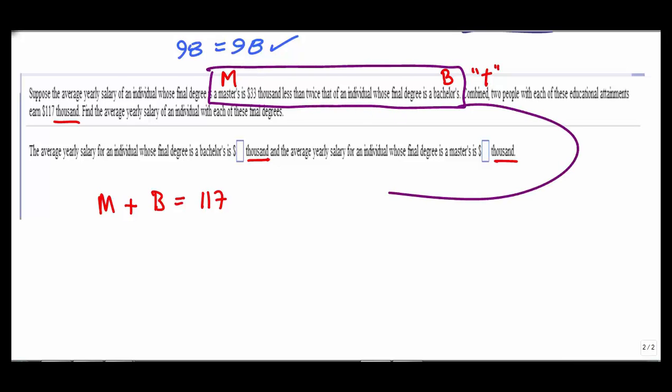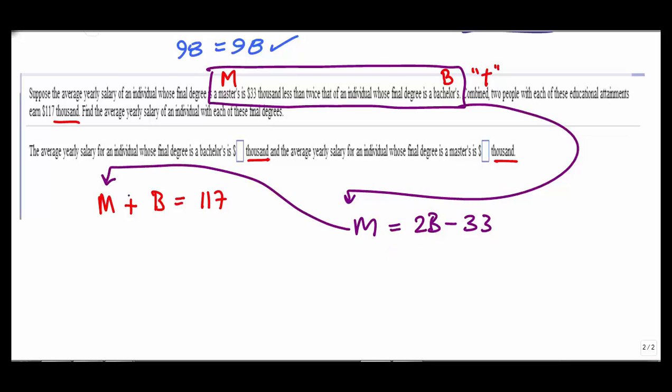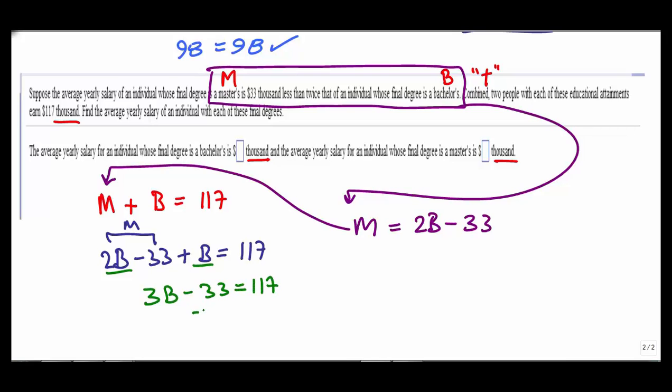So from here we know that the master's earnings is $33,000 less than twice that of a bachelor's. So twice the bachelor's minus $33,000 less. So I can take this and plug it in place of M. So in place of M I'll have 2B minus 33 plus B equals 117. So all of this was just equal to M. Combining like terms, I have B's, so I have 3B minus 33 equals 117. And then I'll just solve from here by adding 33 to both sides.